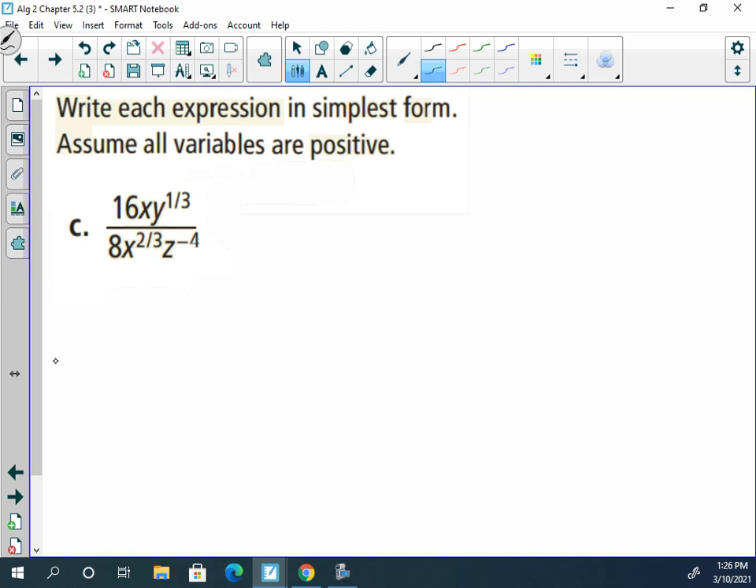Okay, let's look at this here. Well, we can start off with the numbers first. We have 16 over 8, or 16 divided by 8. What is 16 divided by 8? 2. 16 divided by 8 would be 2.